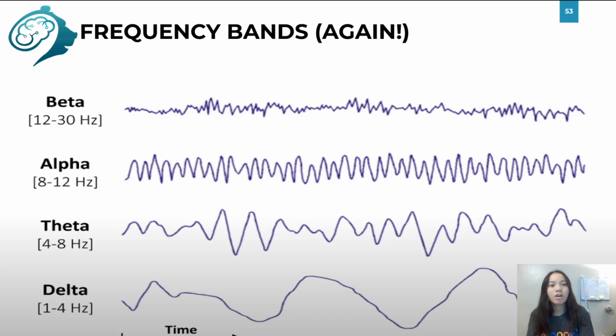Alright, so how do we extract these features? One of the most widely used methods to analyze EEG signals is to decompose a signal into 4 different frequency bands, typically. And you need to identify the power, or how much delta you have in a signal, or how much beta you have in a signal, and so on.